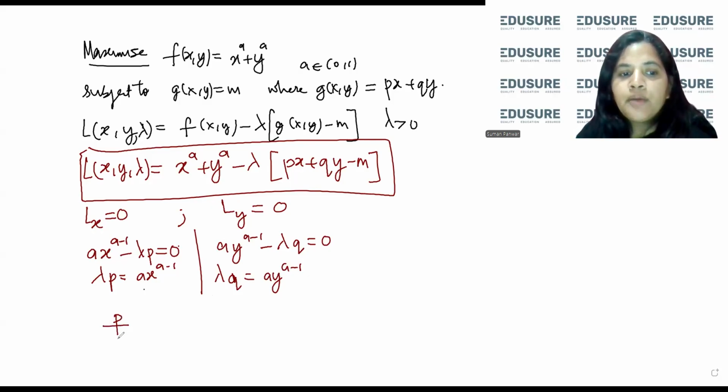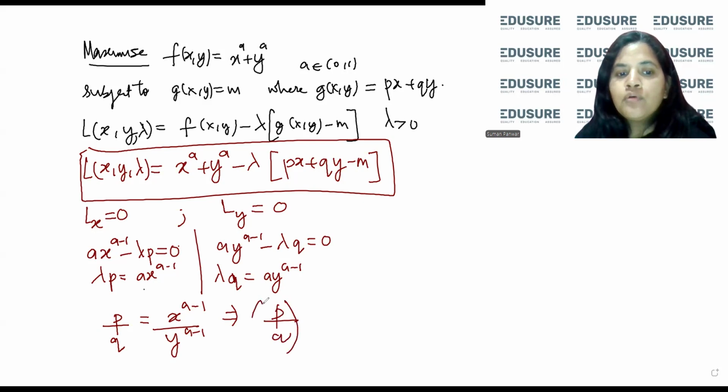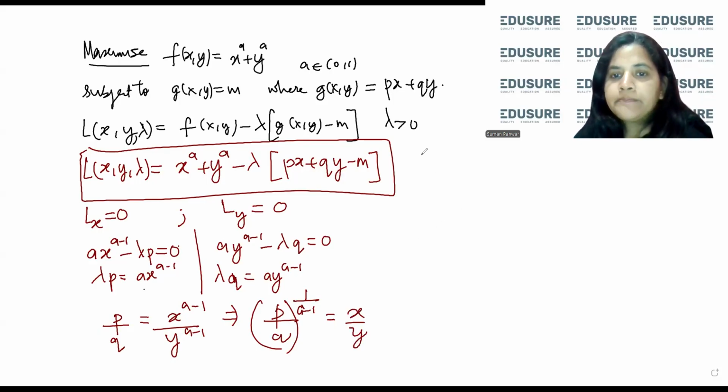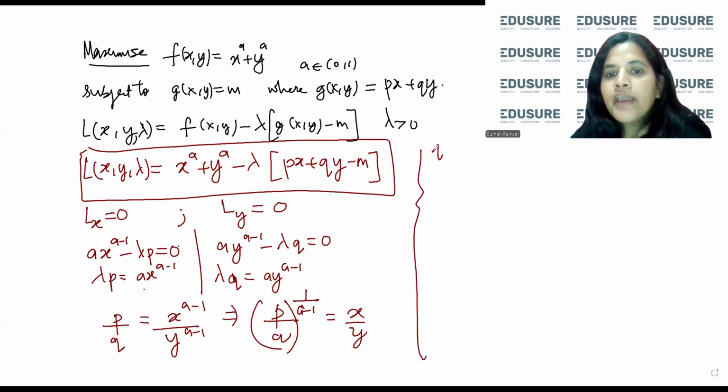Divide them. p upon q will be equal to x^(a-1) upon y^(a-1). So (p/q)^(1/(a-1)) is equal to x upon y. So y comes out to be x times (q/p)^(1/(a-1)).